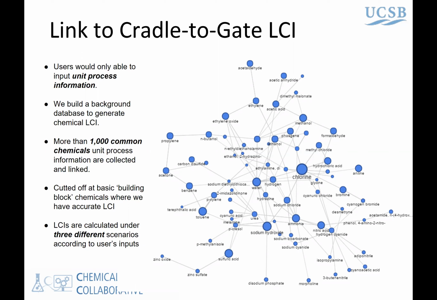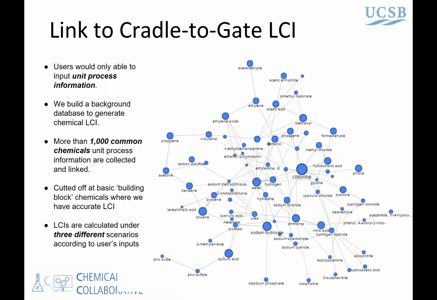And we cut off our database selection at some building blocks, as I just mentioned. There are chlorine, water, and ammonia, for example, and we want to collect very accurate LCI there. And this is just a skeleton of the database, right? We need to fill in the numbers of the LCI. So the LCI numbers, well, I should say the result of the unit process, is calculated under 3 different scenarios according to the user's input.